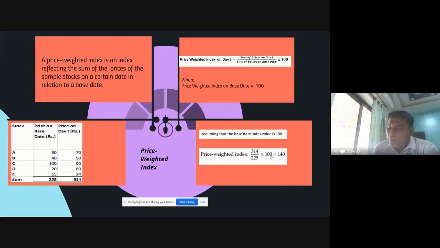Very simple. You calculate the total of all the prices on day T. You calculate the total of all the prices on base date. Then you take a ratio of sum of prices on day T and sum of prices on base date, and that ratio is multiplied with the base date index value, that is 100 by default. If nothing is mentioned, always it will be taken as 100. That multiplied by this ratio will give you the price weighted index.